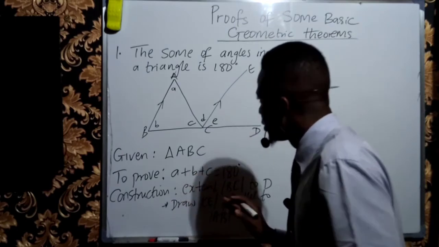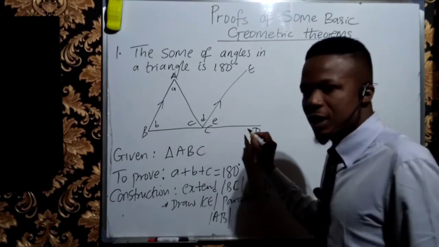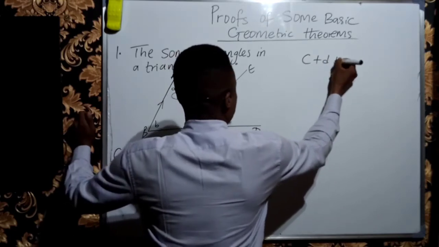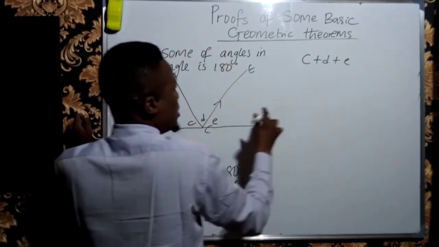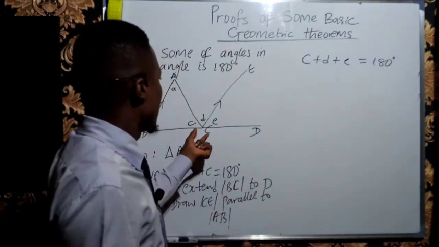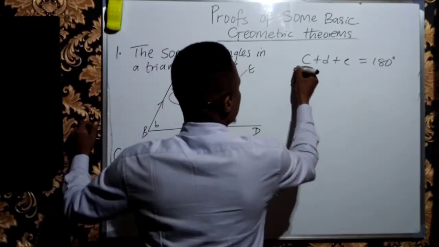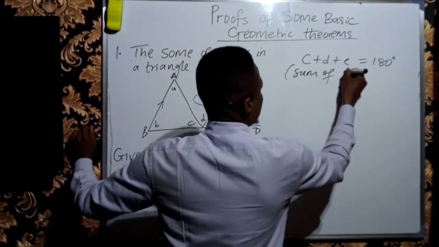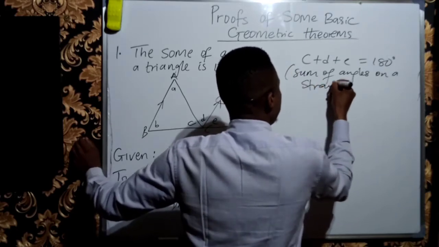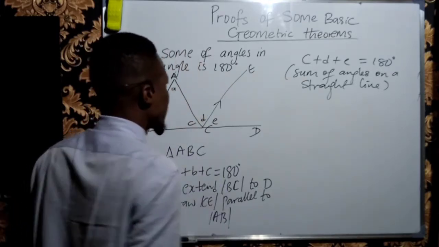Okay. Now, from what I have done here, you can see that the three angles C, D, E are lying on a straight line. Therefore, I can write that C plus D plus E gives me 180 degrees. Do you know the reason? They are lying on a straight line, and the sum of angles on a straight line is 180 degrees. So the reason is sum of angles on a straight line.